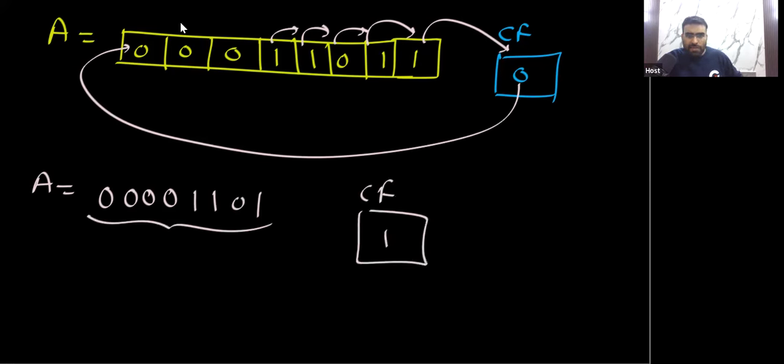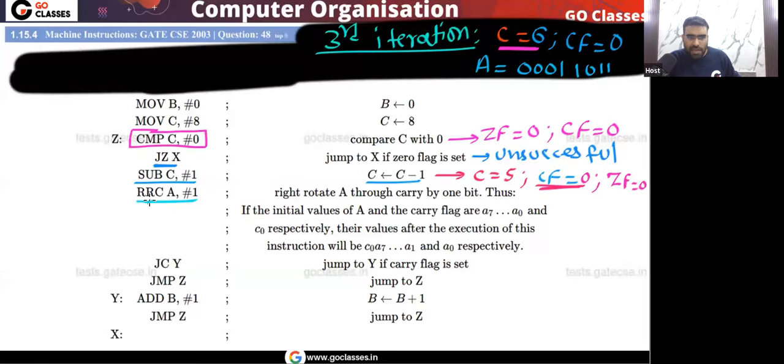Why did the carry flag become 1? This 1 has come here, right? Yes or no? Because the LSB was 1. Because the LSB of A is 1, right? Okay, in this register A, the LSB is 1. So that is the reason the carry flag has become 1. So now the carry flag has become 1.